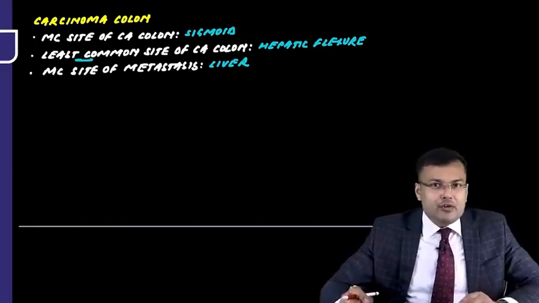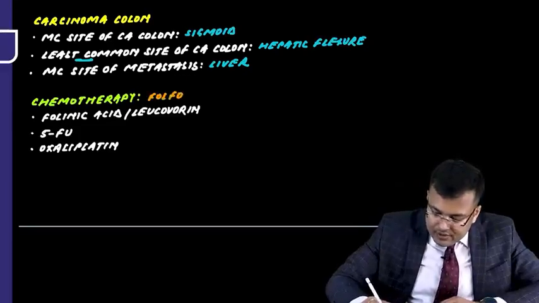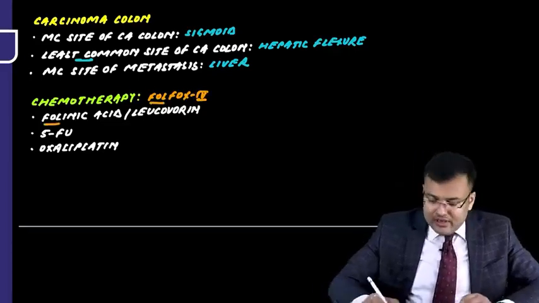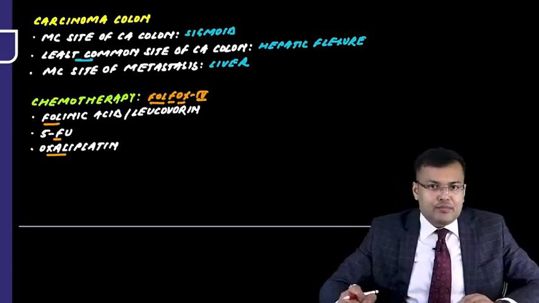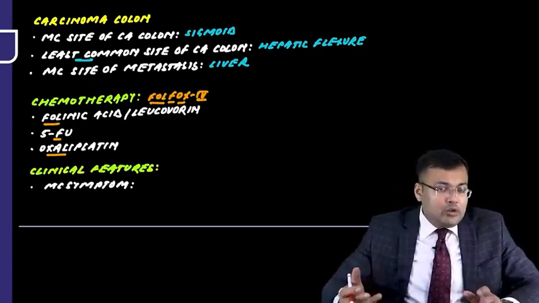What is the chemotherapy regimen which we give in carcinoma colon as well as carcinoma rectum? It is FOLFOX4. So the chemotherapy, it is FOLFOX4. Fol means, you can see here, folinic acid, and the other name is leucovorin. F means 5-fluorouracil, and ox means oxaliplatin. So it is FOLFOX4. Coming to the clinical features, symptoms depend on the location of the tumor.